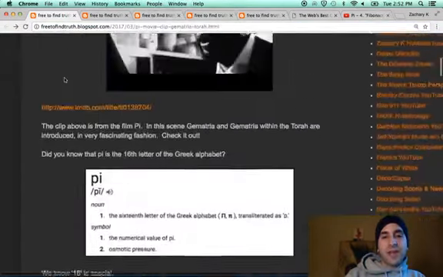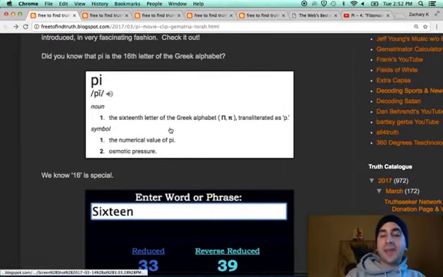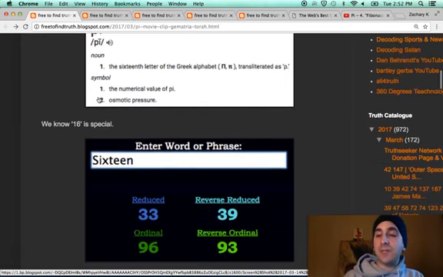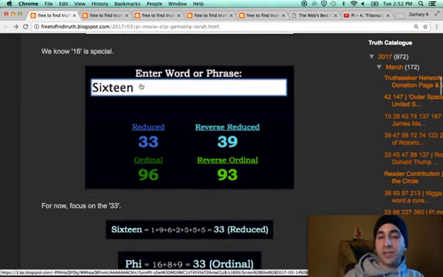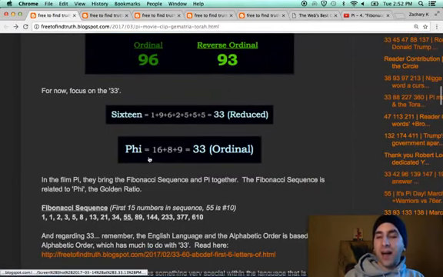What I learned today that is fascinating and also related. Pi is the 16th letter of the Greek alphabet. The ancient Greek alphabet, 26 letters based in numbers. New Testament, written in Greek. Pi is the 16th letter. That is significant. We talked about how 16 connects to 42. 16 also has the gematria of 33. So does phi, which sounds a lot like pi.